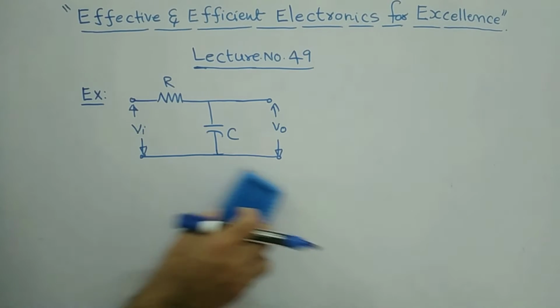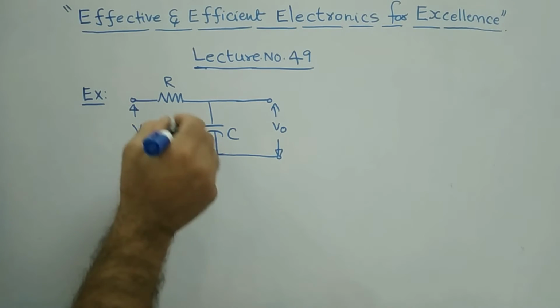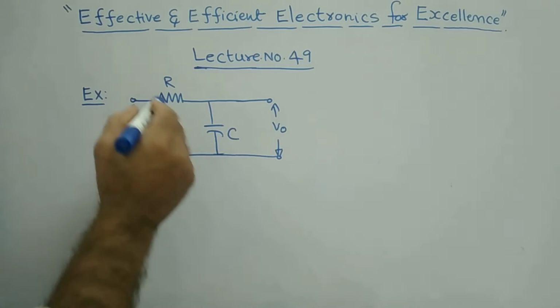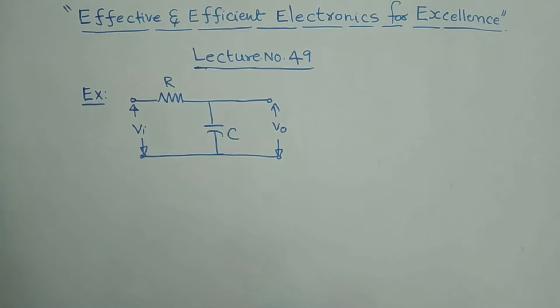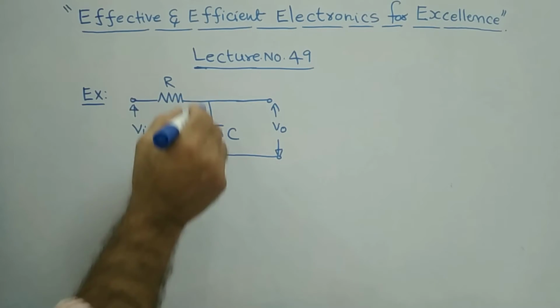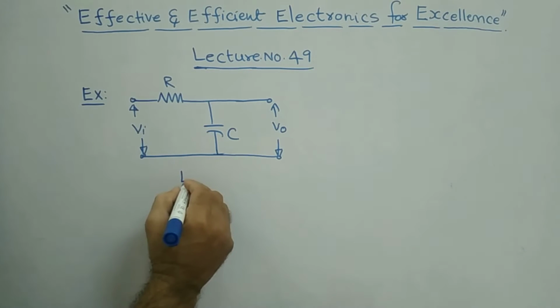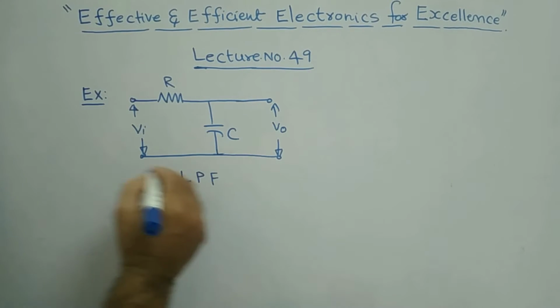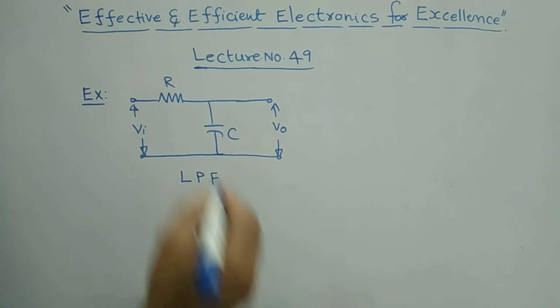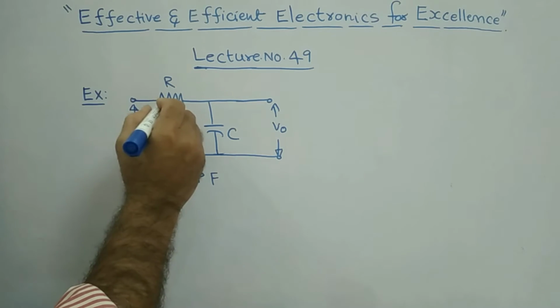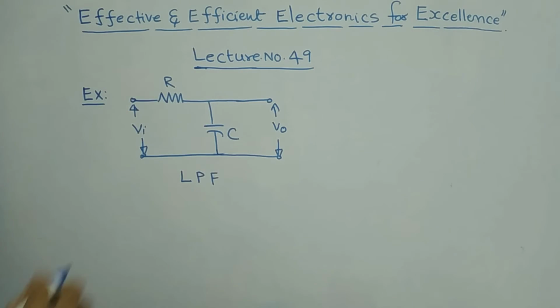In general, for your kind information, this combination of RC is an RC network: a resistor and then a capacitor. Whenever the resistor is connected with the capacitor in this fashion, it acts as a low pass filter. This is in general the standard form of any low pass filter, with the resistance and then the capacitance.